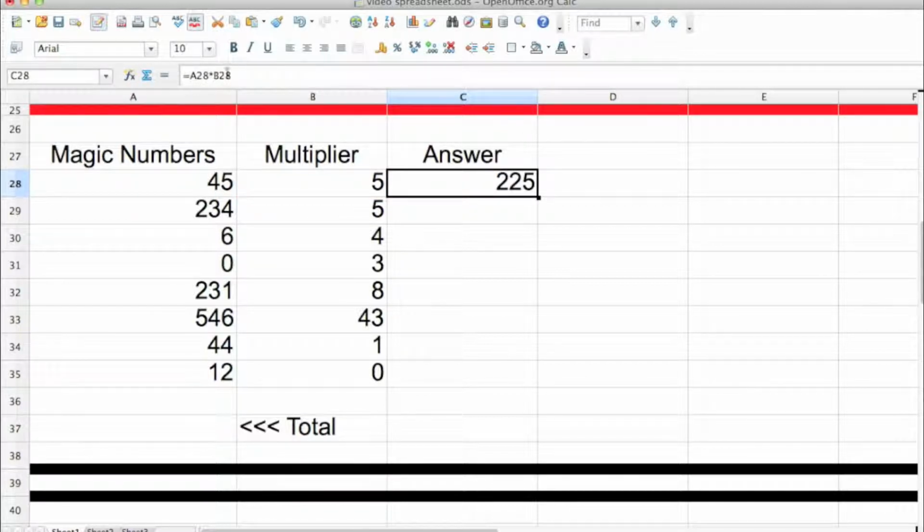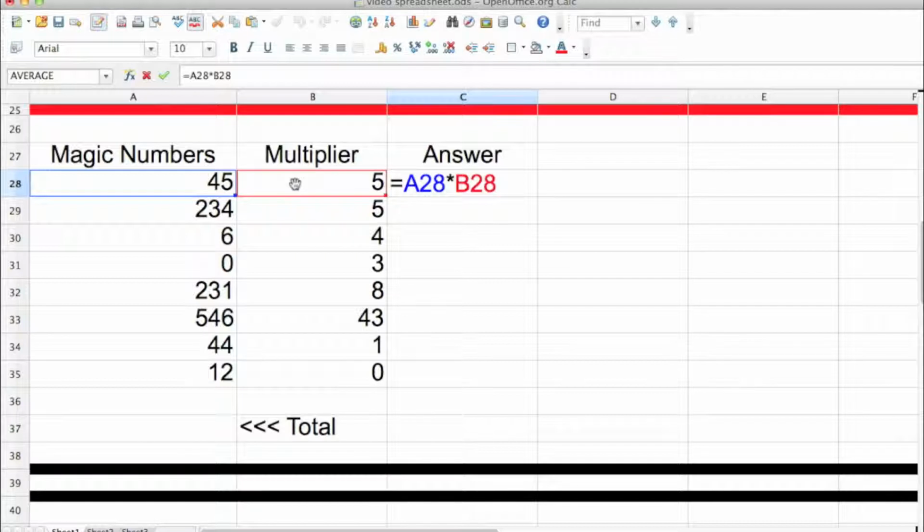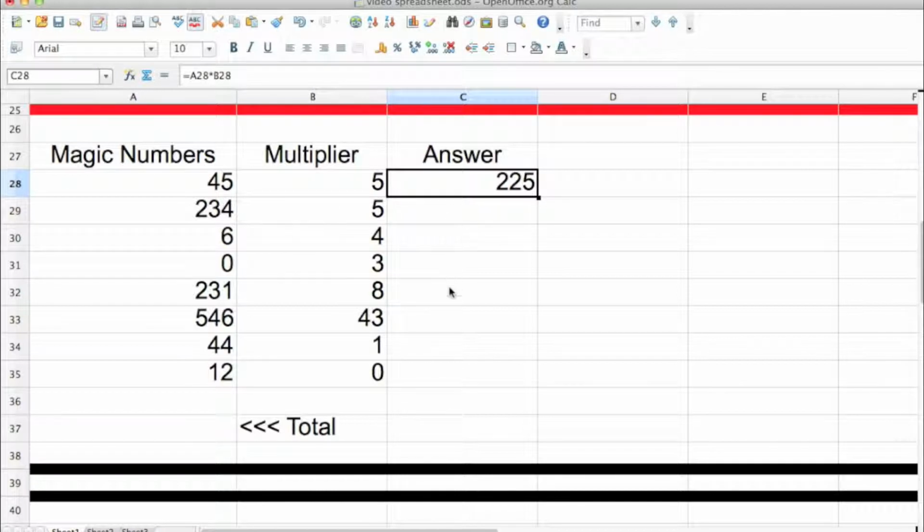So I'm going to put an equal sign, and then this cell times that cell. And hit enter, and you've got the results. Now I could do that for each of the rows down below, but that would get a little tedious. So what I'm going to do is highlight the cell here in the answers column and copy it. Go to the next row down and then paste it in there.